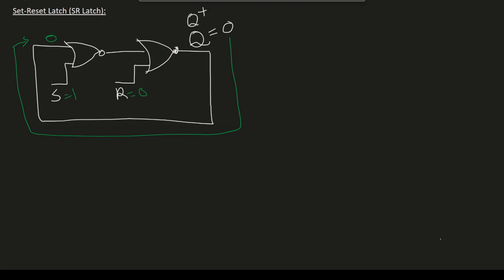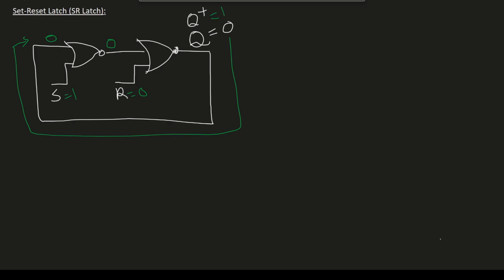From the first NOR gate, we have 0 and 1. When those are NORed together, the output of the NOR gate will be 0. Now for the second NOR gate, we are NORing 0 and 0. So 0 and 0 will give us 1, which will be the next state.